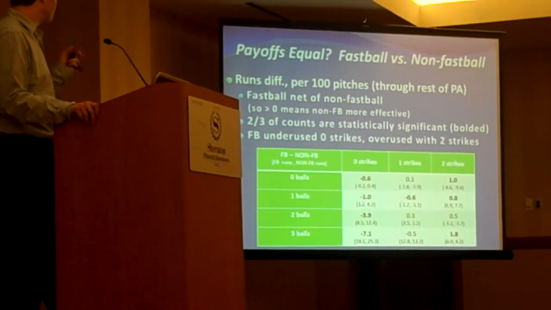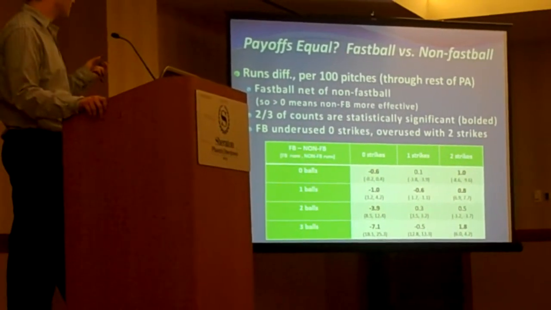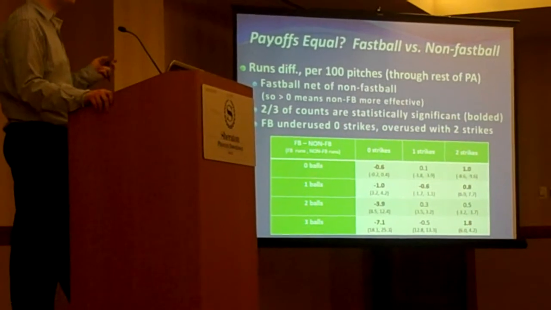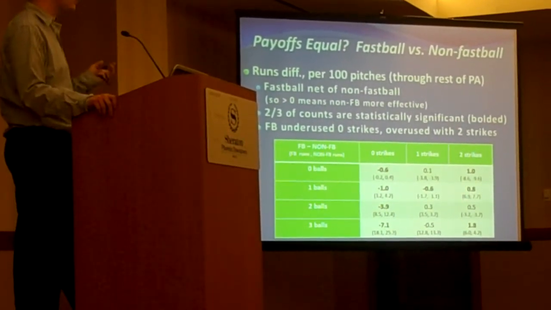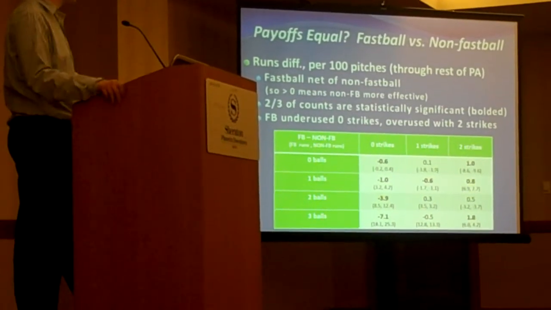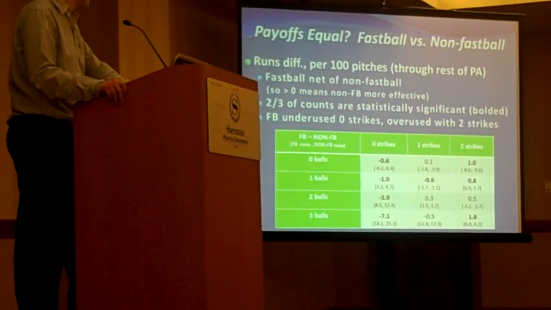You see that in general, fastballs are underused with no strikes and overused with 2 strikes. With 2 strikes, batters are really antsy. They tend to swing on a lot of pitches, even ones out of the strike zone, more than they should. And pitchers aren't taking advantage of this enough.